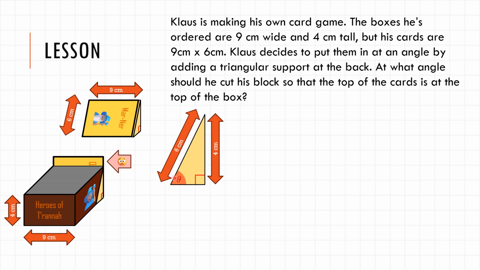The cards will all fit because they'll be at an angle. But the problem is, Klaus now needs to know what is the angle that he should cut his block at. What is this angle supposed to be? So that the top of the cards is actually at the top of the box and not sticking out like this. Trig ratios can help us solve problems like this.